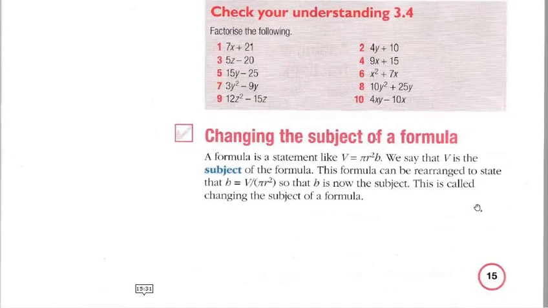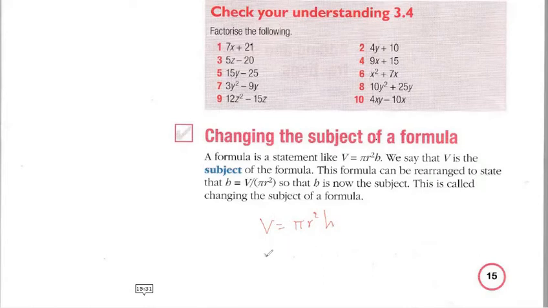Now, changing the subject of a formula. A formula, as we said, is a statement like this one. This is the formula for the volume of a cylinder. We say that V is the subject of this formula. So V equal pi r square h. V is the subject of this formula.